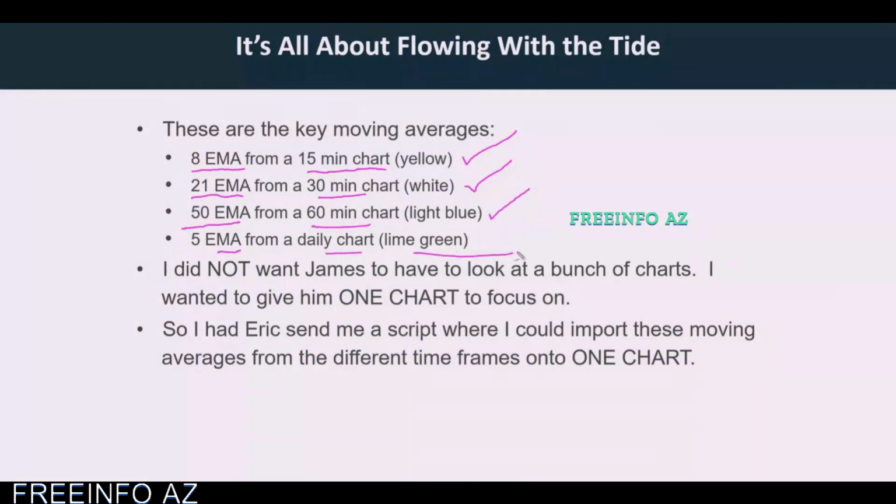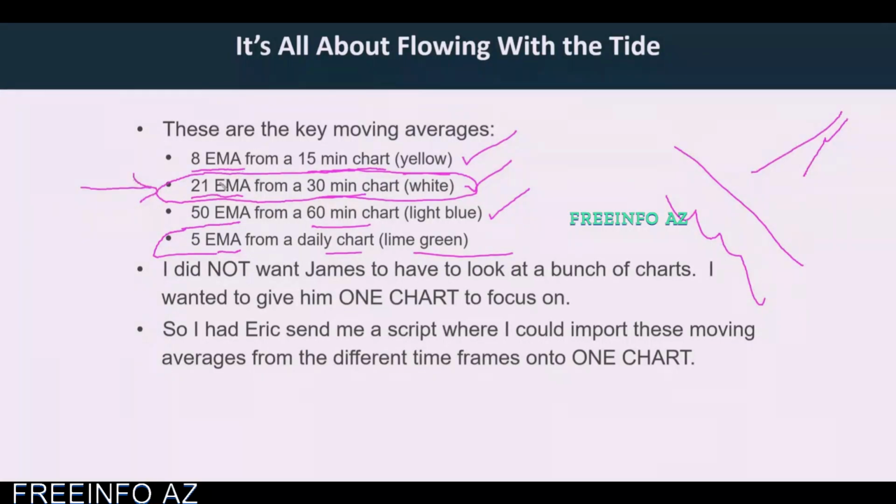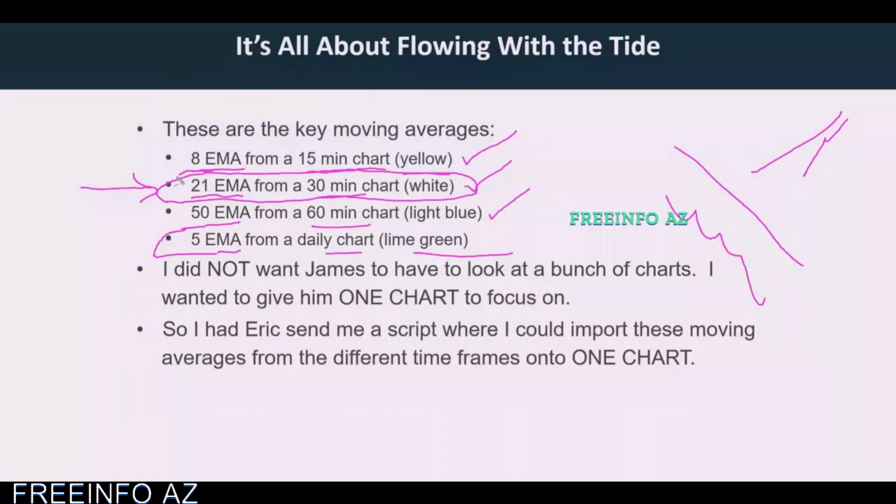Now, if I could only use one of these, what would it be? It would be the 21 EMA from the 30-minute chart. Sometimes I have only looked at that. But then I'm like, well, geez, I actually want to know, are we below the 5 EMA? Are we trending below it, or is it higher? So I go back and forth on that. If I could only do one, that would be it, but I'm also comfortable looking at all of them. For James, I just had him look at one, because I didn't want it to be too complicated. For myself, I like to look at all of them.